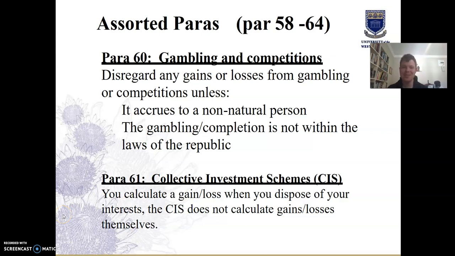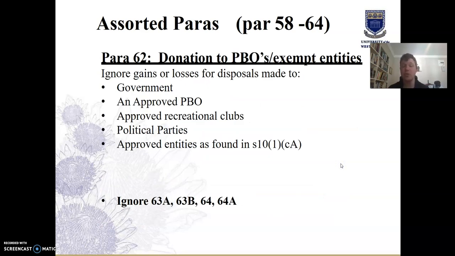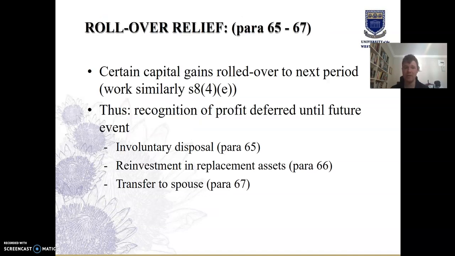Hi everyone, so I'm hoping this can be the last one for CGT. Where we finished off in the previous video is we looked at certain paragraphs that dealt with certain types of exemptions from CGT. The last one we did was paragraph 62, and we spoke about the fact that you can ignore any gains or losses on any donations that you make to certain types of PBOs and certain types of exempt entities, such as government or recreational clubs, political parties, things like that. You could ignore 63A, 63B, 64, and 64A.